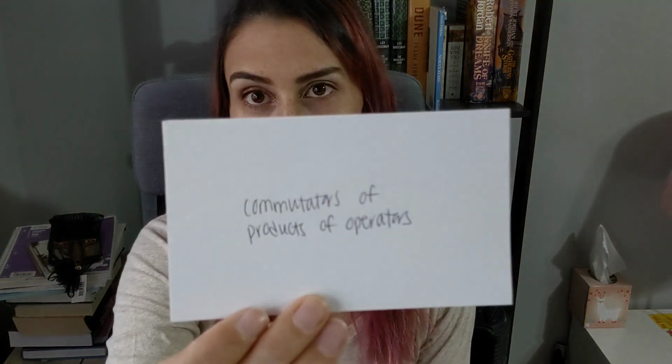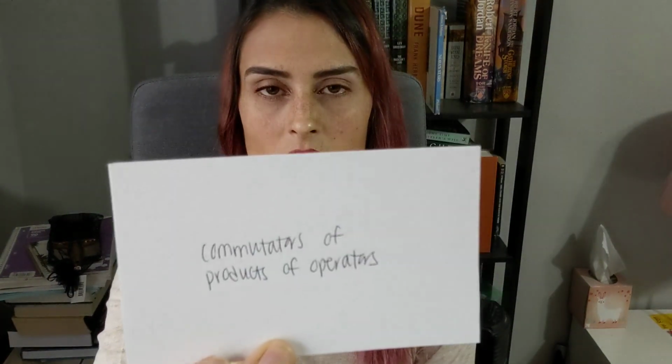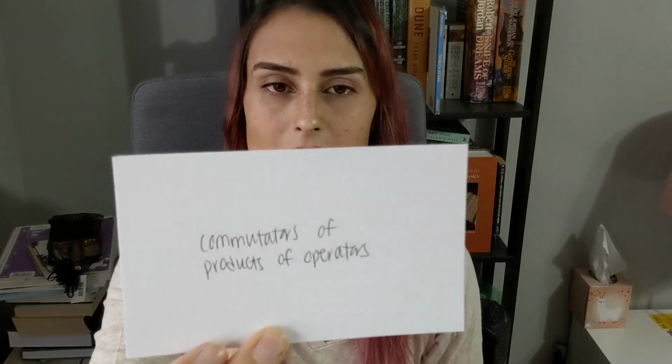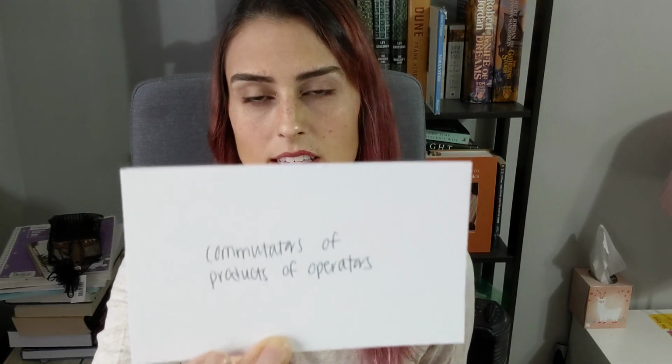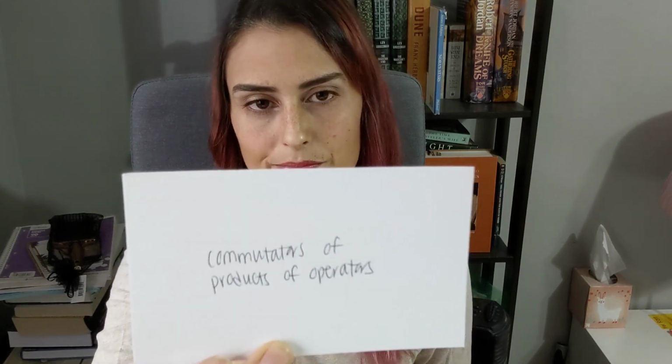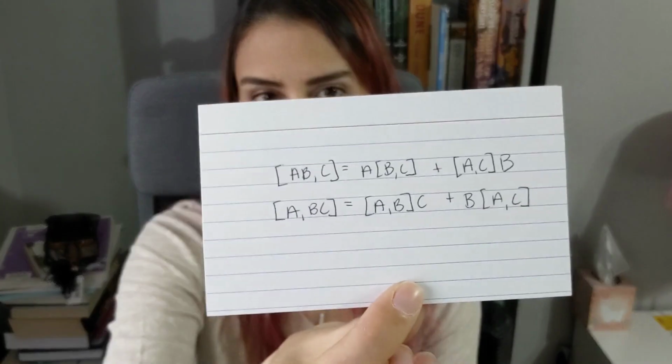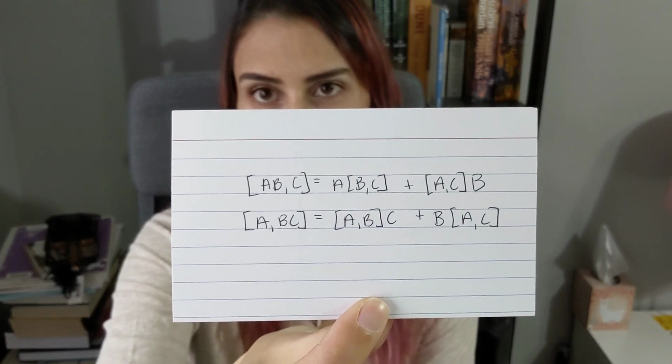The commutators of products of operators. So the commutator of A times B and C is equal to A times the commutator of B and C plus the commutator of A and C times B. So this is just a rule for how that works.